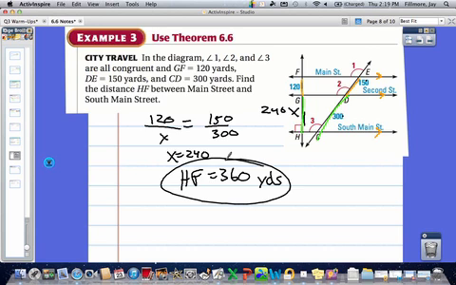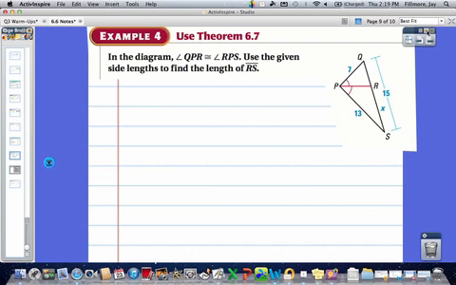Let's keep moving and do one more. This is a beautiful problem. So in the diagram, angle QPR is congruent to RPS, and we're told that here. Use the given side lengths to find the length of segment RS. Well, since these are congruent, we know this is an angle bisector, which means we have some proportions. So 7 over 13 equals this guy over this guy.